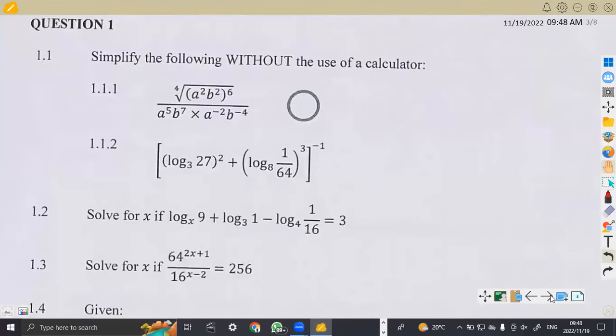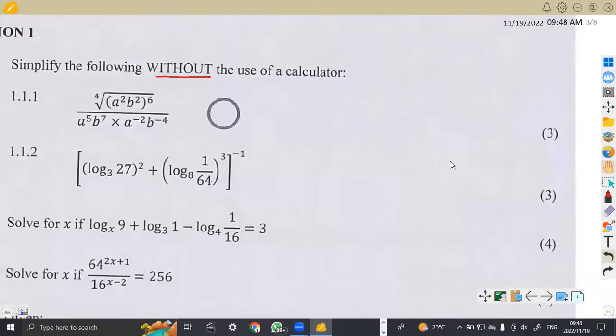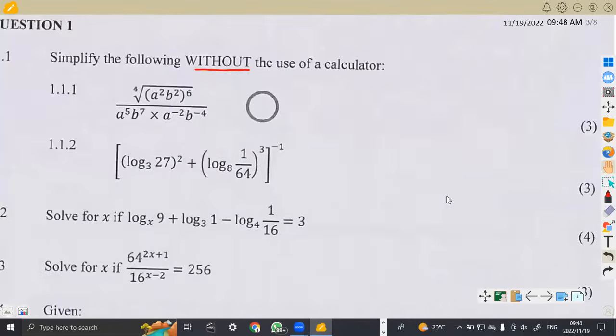So we shall quickly rush through the first question of the paper, which is question number 1, where we are being asked to simplify the following without the use of a calculator. This is the most important part: without the use of a calculator. When they say without, they are referring to not simplifying the exact answer directly from a calculator. Yes, for some steps, like adding or subtracting, you can use your calculator, but not to simplify directly to the answer, because take note of the marks you'll be given: 3 marks, which means you have to show working.